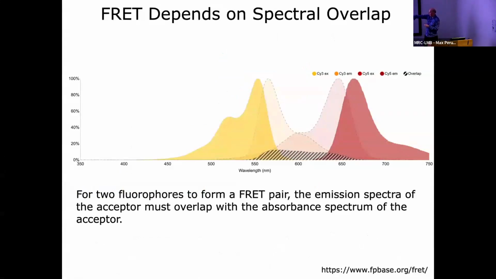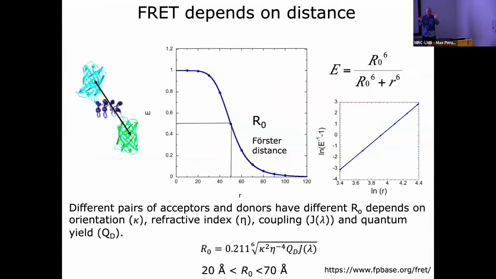And if we look at FPbase, you can see lots of different ones. And why do people like to do it? Well, it's really sensitive to distance between the two fluorophores. It's the power of R to the 6, the distance.